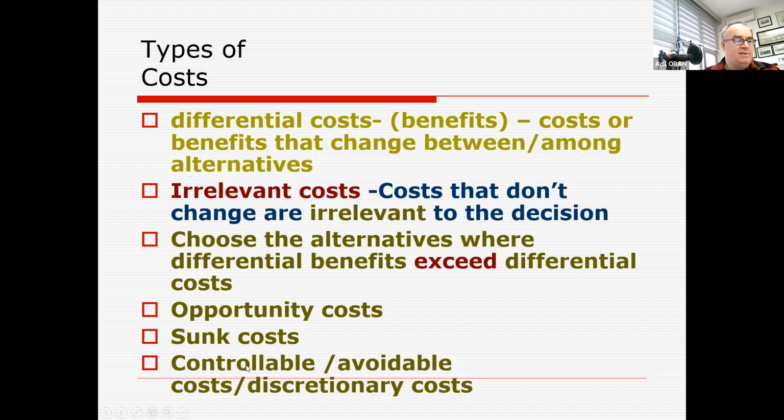And then we have some other things. So controllable, avoidable costs versus discretionary costs. Controllable costs are those where your decisions can increase or decrease them, right? So in a sense, if you take a decision and you say, I don't want to spend this money, I want to make the decision that keeps this from being spent, then yes, that is an avoidable cost.